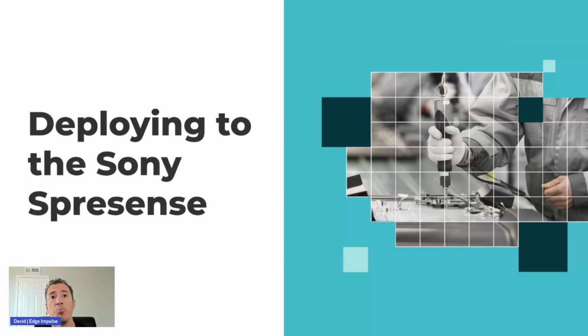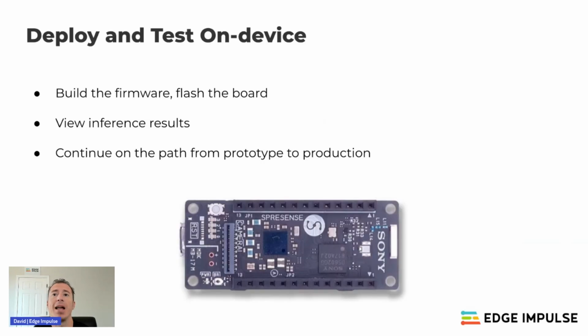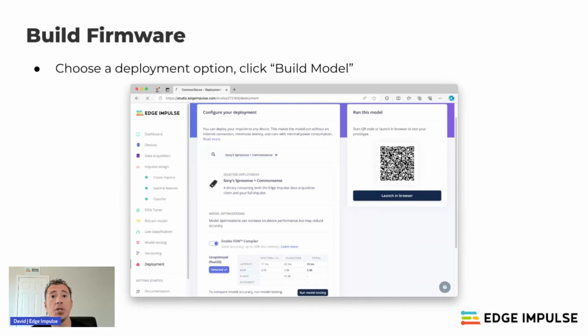Now that our model is built, we need to package it up and get it onto our board. We'll need to build firmware, flash it to the Spresense, and then give it a try in the real world. If everything works well, we can continue on our path from prototype to the physical construction of our hypothetical smart jacket. First, we click on deployment, and we get quite a few options here.